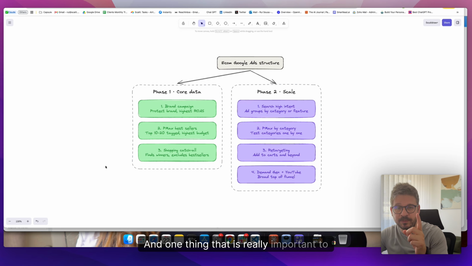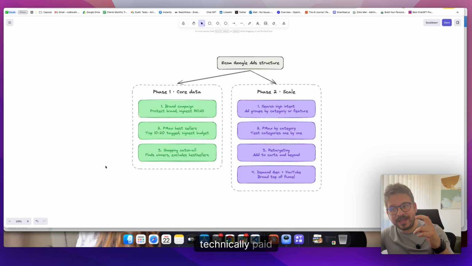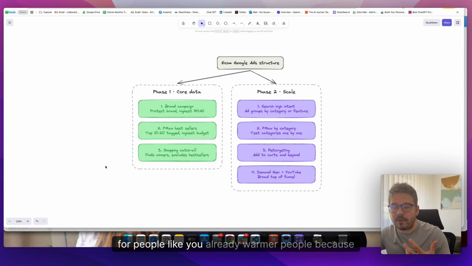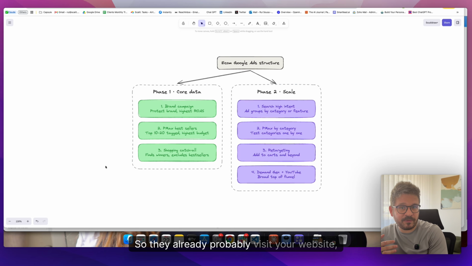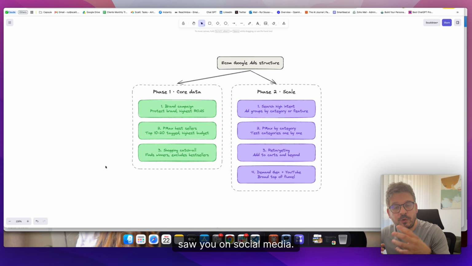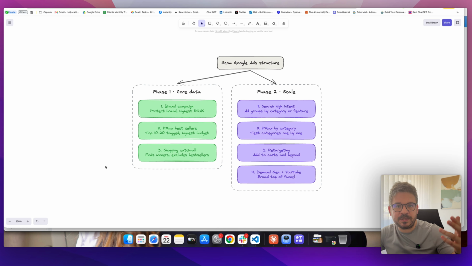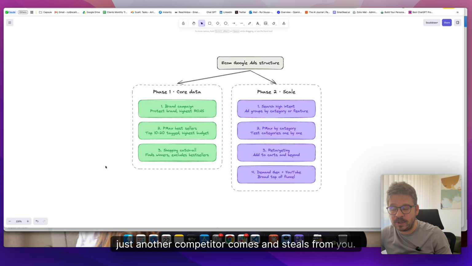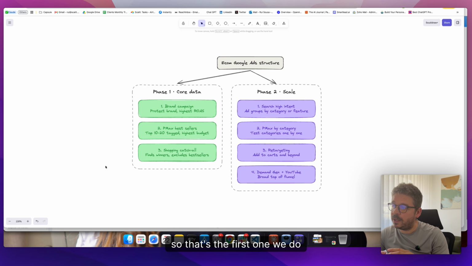And one thing that is really important to understand about brand, guys, is that most of the time you have already technically paid for these people, they are warmer people, because they are searching for your brand name. So they probably already visited your website and saw you on social media. You already spent the time and the effort to show your brand to the people. And if you don't have a brand campaign, another competitor just comes and steals from you. So it's really important to have one. And normally, most of the time, it's a really high ROAS, return on ad spend. Okay, so that's the first one we do straight away.